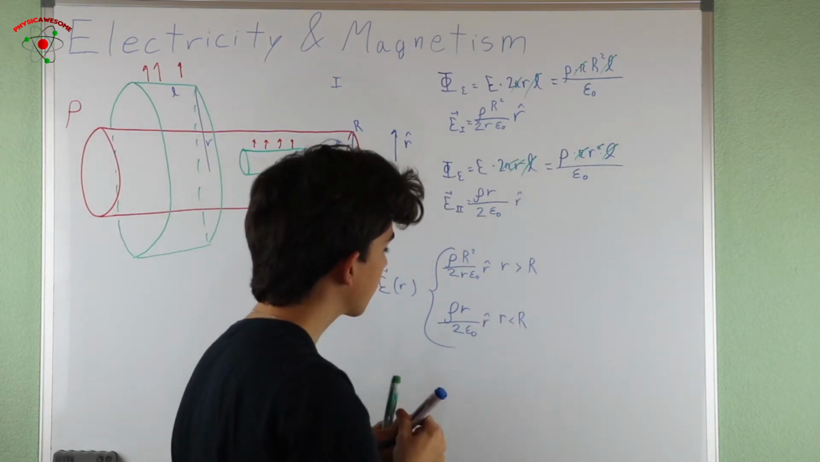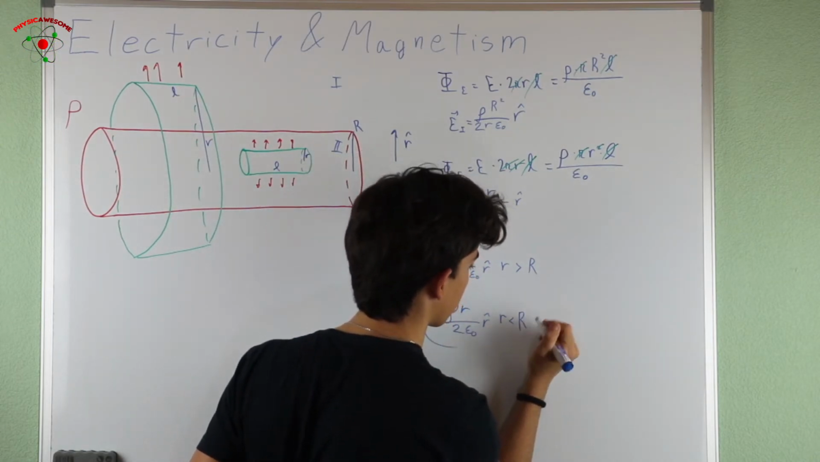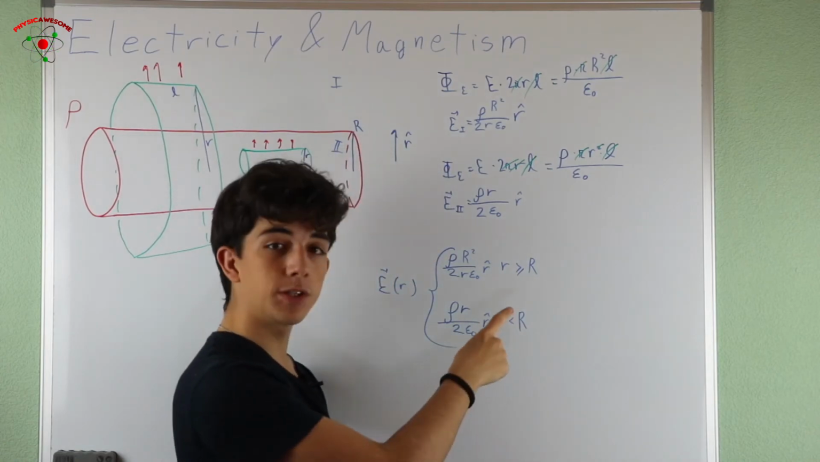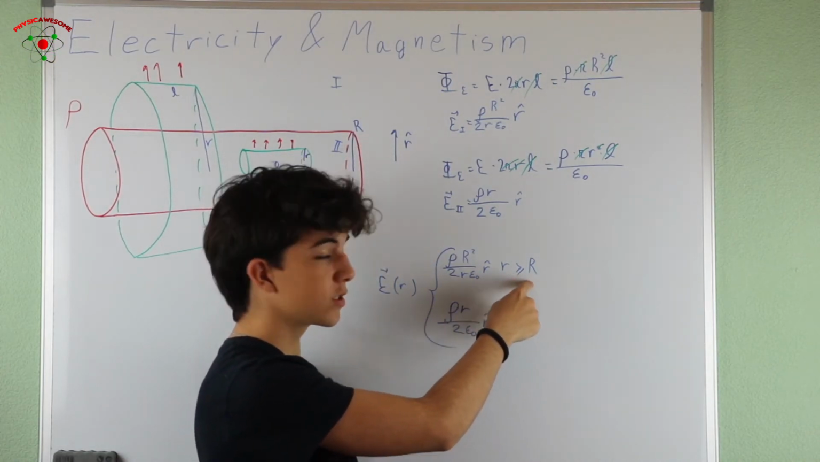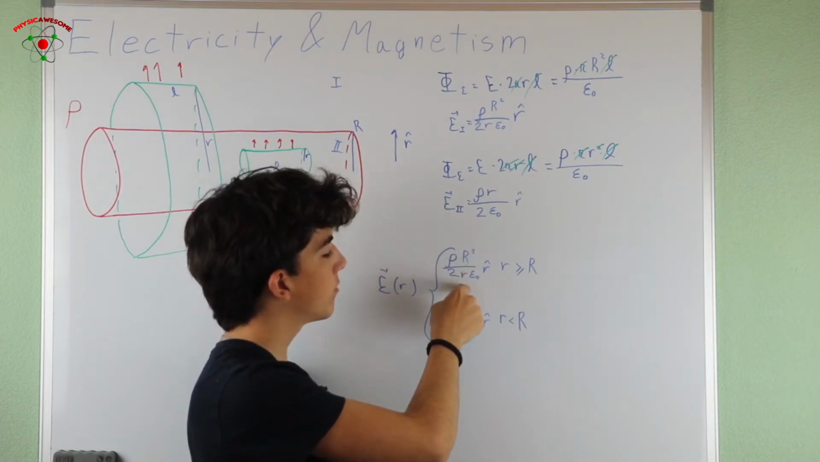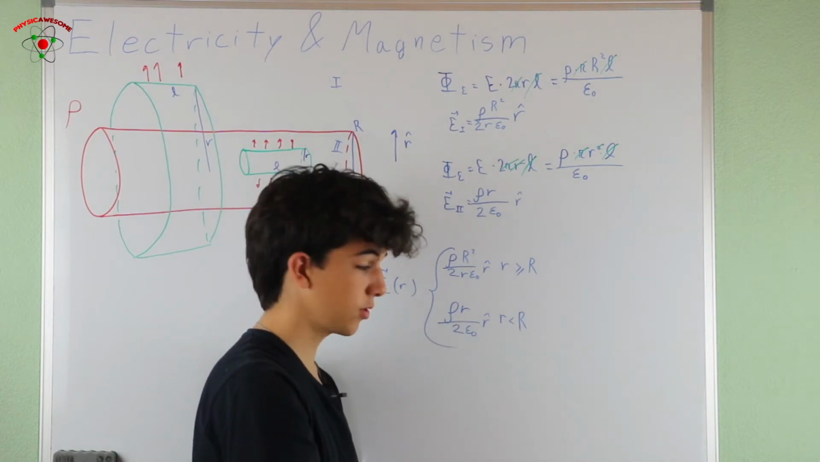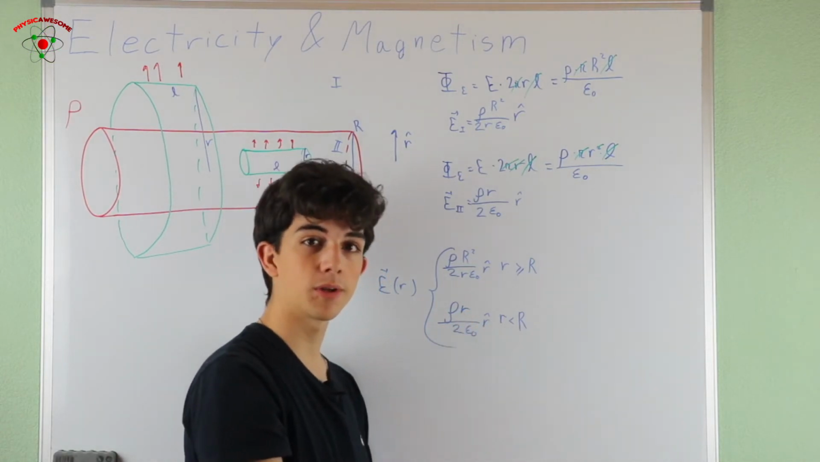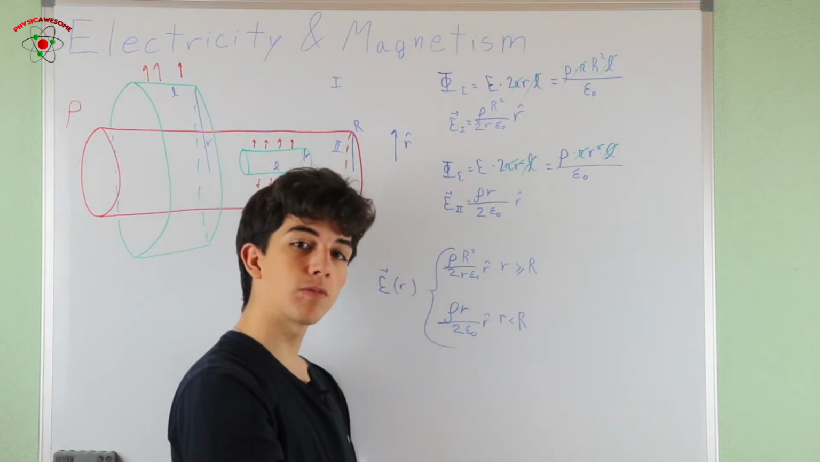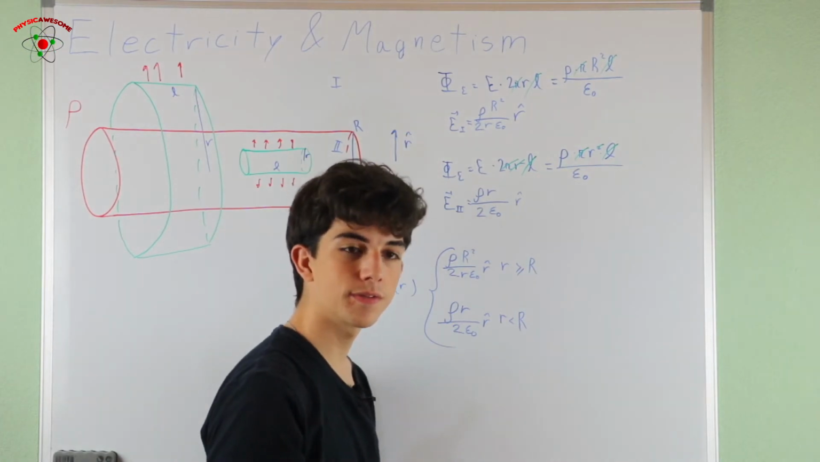What we see is that if we substitute r equals capital R in here, we get a cancellation of one of the factors of R squared, and we end up with this same result with r substituted by capital R. So our function of the electric field is actually continuous and it works out.